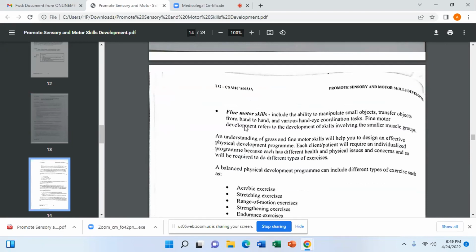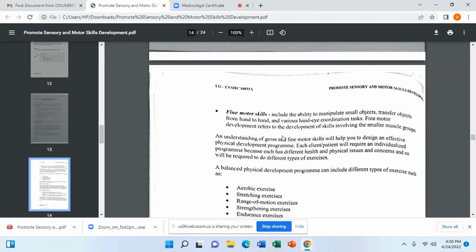Fine motor development refers to the development of skills involving small muscles. So small muscles would be in your fingers, right? So for you to hold a pen, or to hold a fork, or to wiggle your fingers or wiggle your toes, right? Or move your eyes from side to side, or look up and down. Those are what we consider fine motor, using small muscles.